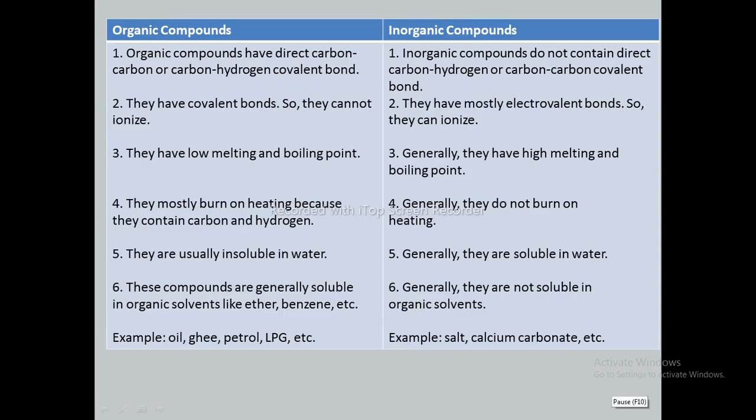Differences between organic and inorganic compounds. Organic compounds have direct carbon to carbon or carbon to hydrogen covalent bonds, whereas inorganic compounds do not contain direct carbon-hydrogen or carbon-carbon covalent bonds. Organic compounds have covalent bonds so they cannot ionize, whereas inorganic compounds mostly have electrovalent bonds so they can be ionized.